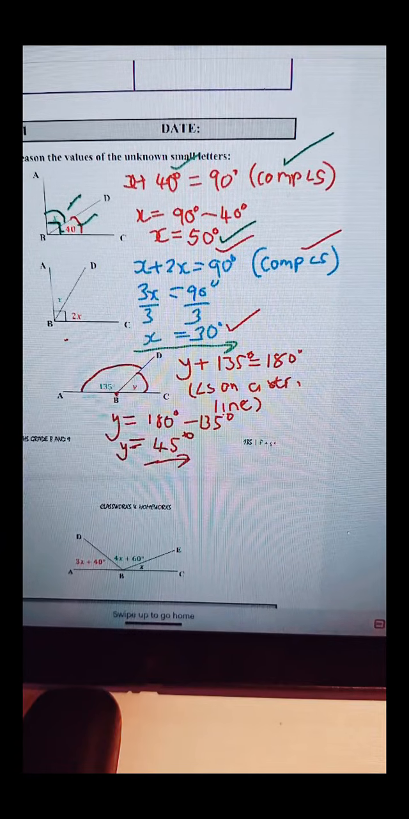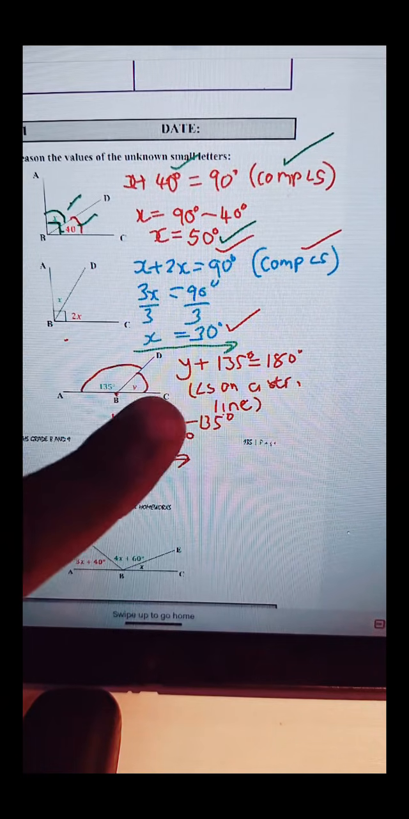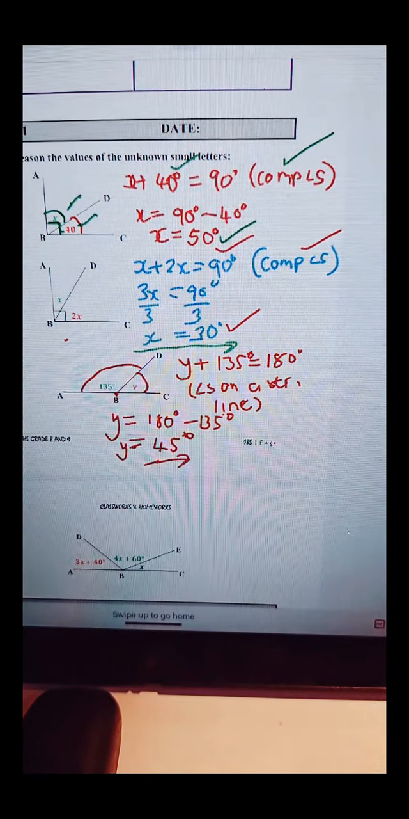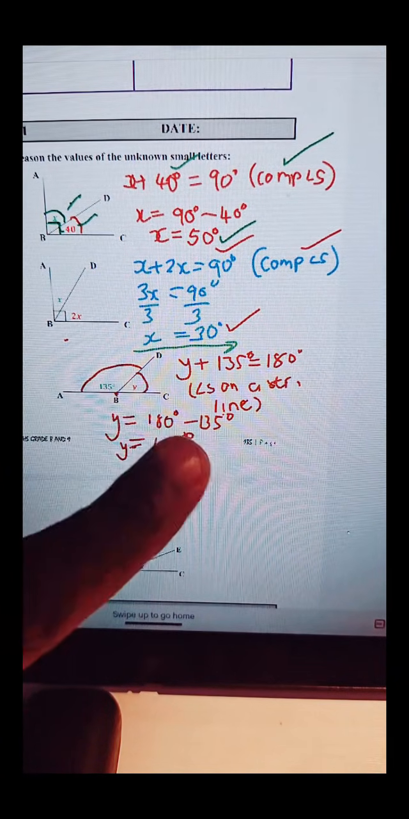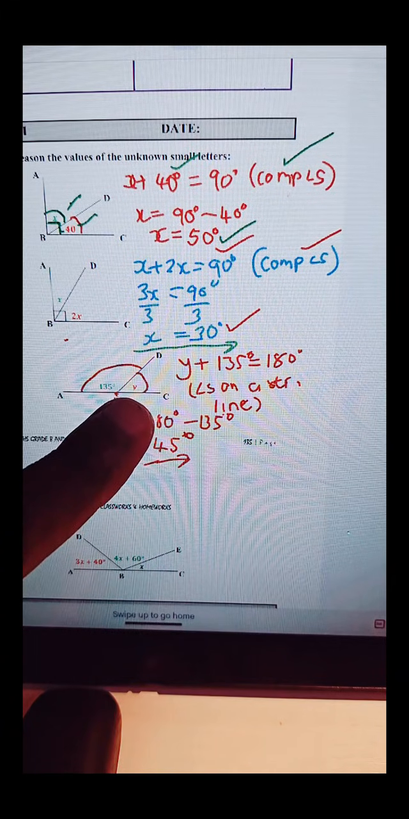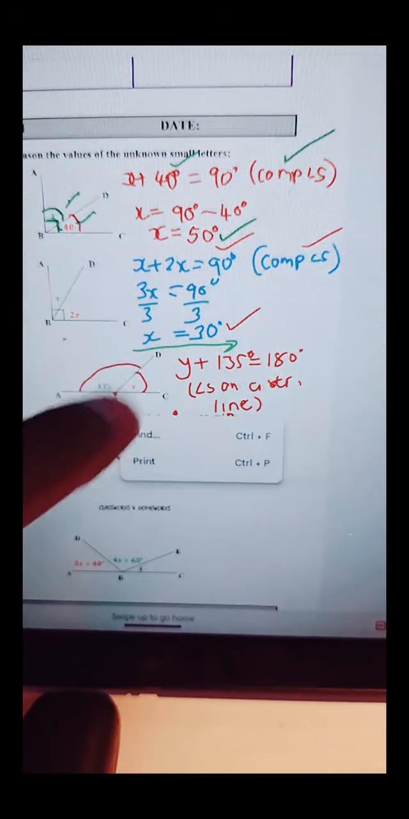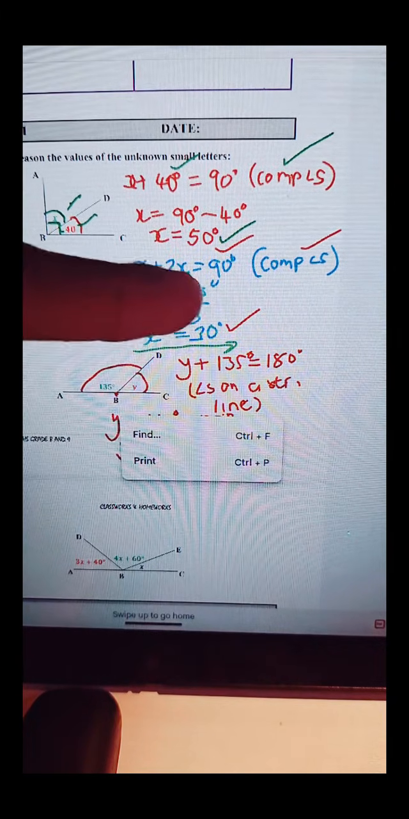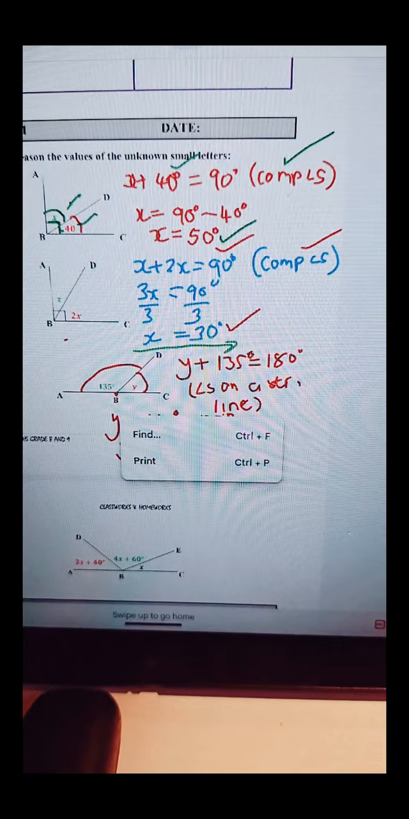The one that we just did, the relationship between y and 135 is that these two angles lie on the straight line ABC. They are next to each other. They are adjacent, we say. They have a common vertex, which is this point B, where arm AB, arm BC, and arm BD all meet at that point. We call that the common vertex. And they are on either side of the common arm.